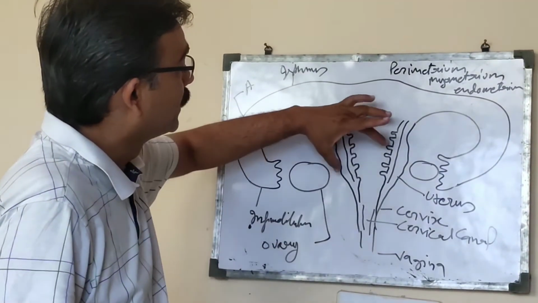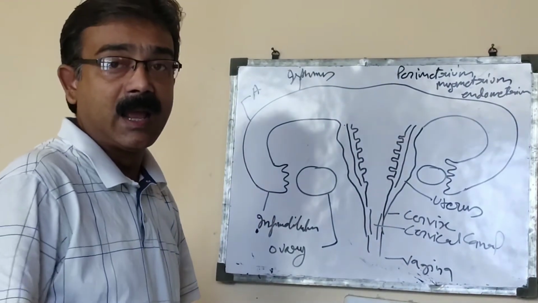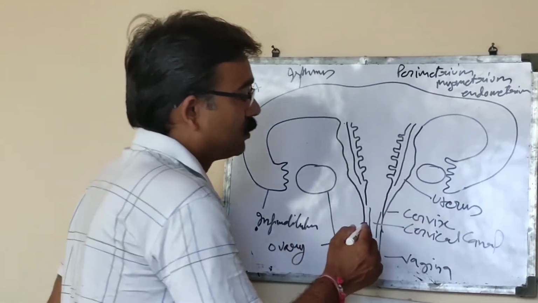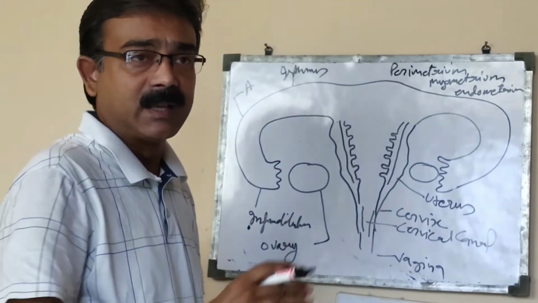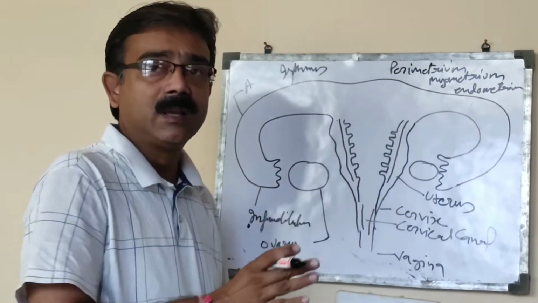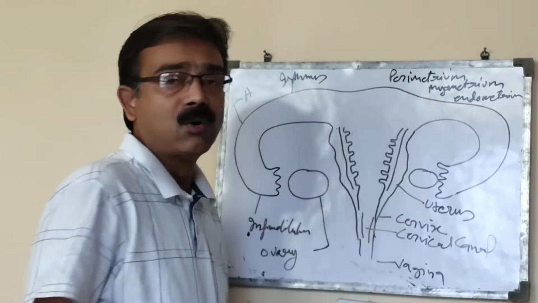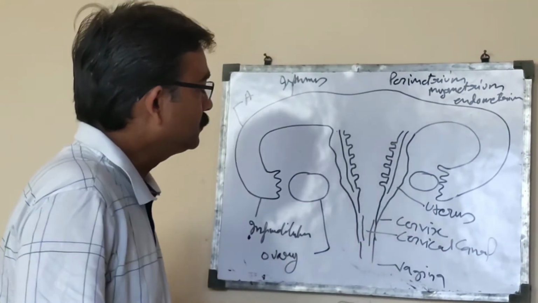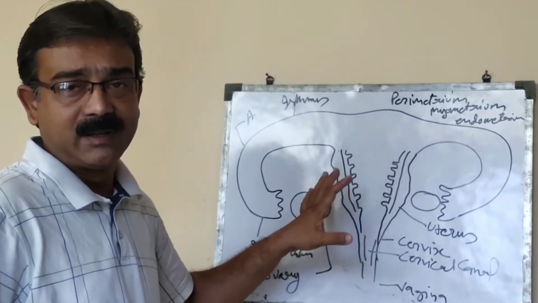Then the uterus proceeds down in a very narrow tube-like region, and this narrow tube-like region is known as the cervical canal, and the surrounding area is known as the cervix. Then it proceeds at last as the vaginal opening. So, guys, this is the whole structure of the female reproductive system.